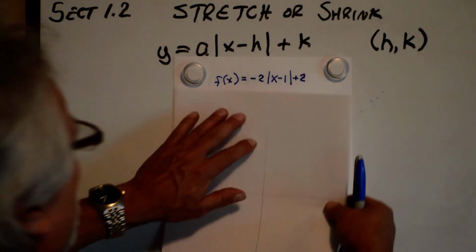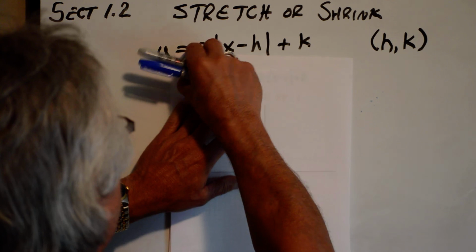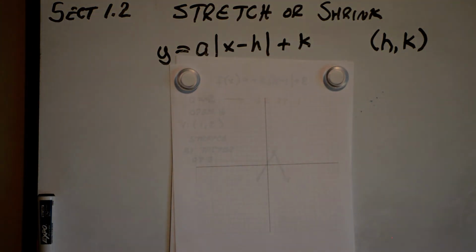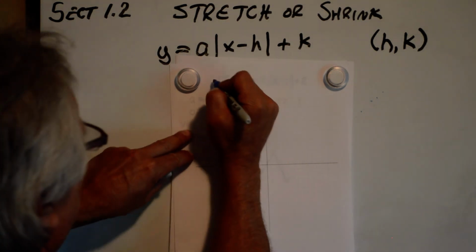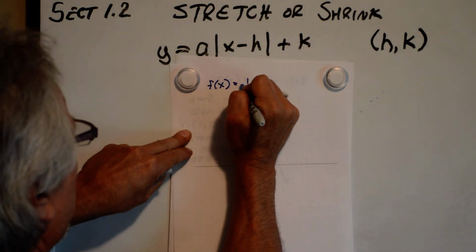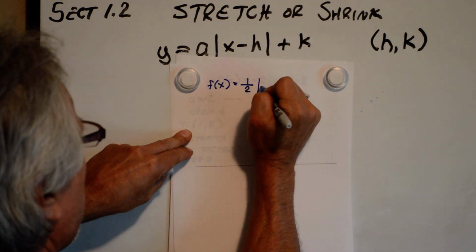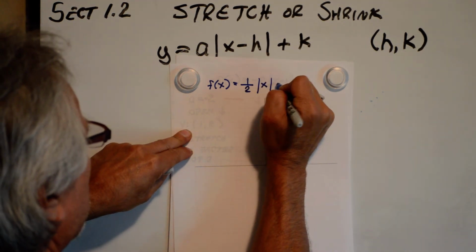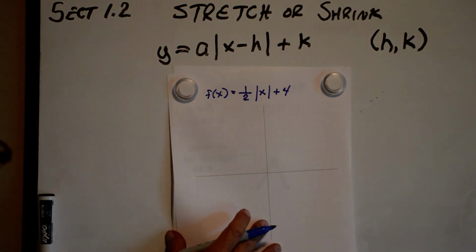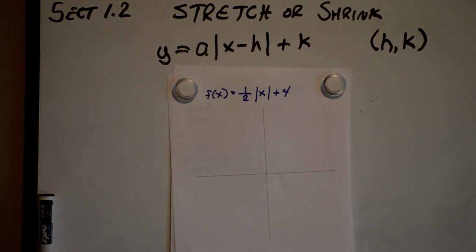I want you to go ahead and pause the video, and I want you to try this problem. We have f of x is equal to 1/2 times the absolute value of x plus 4. Stop the video and try it on your own. When you're done, start the video again.